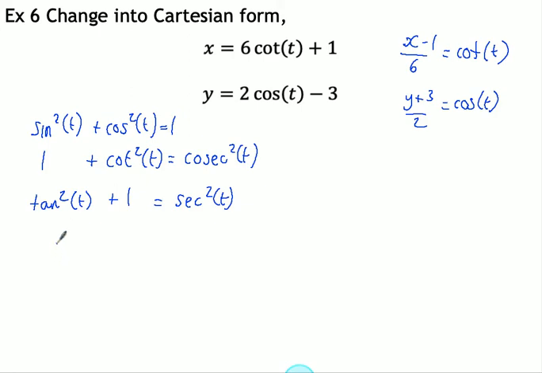So 6 over x subtract 1 squared, that's tan squared, reciprocal becomes tan, add 1 equals reciprocal of this is 2 over y plus 3, so that is sec, and then if I square it we end up with that. So we've done that as well. Okay, that's not too bad.